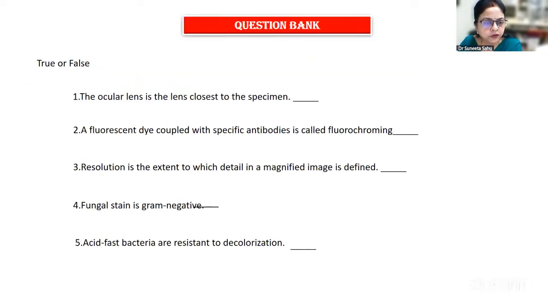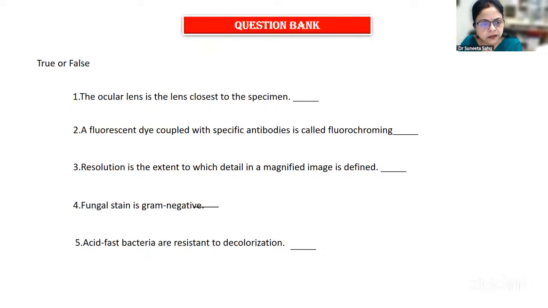These are true or false. First question is: the ocular lens is the lens closest to the specimen. Second question is: a fluorescent dye coupled with specific antibodies is called fluorochromic, whether it is true or false. You write like one, is it true or false? Two, is it true or false? Like that. Third is: resolution is the extent to which detail in a magnified image is defined. Fourth is: fungal stain is a gram negative stain. Fifth is: acid-fast bacteria are resistant to decolorization.